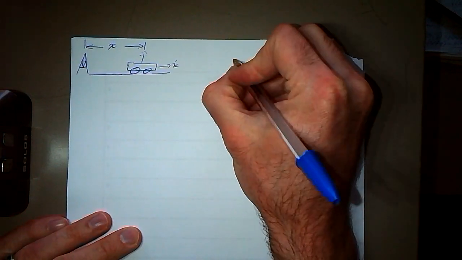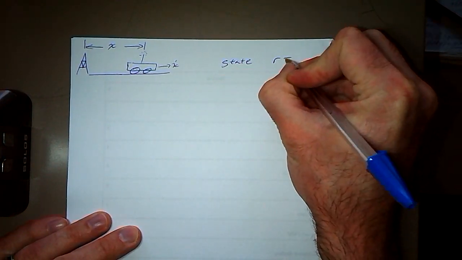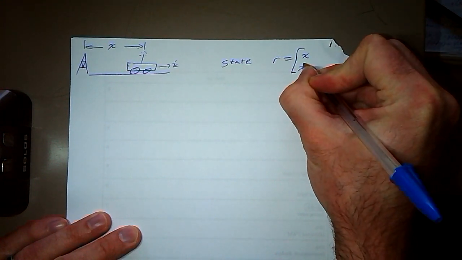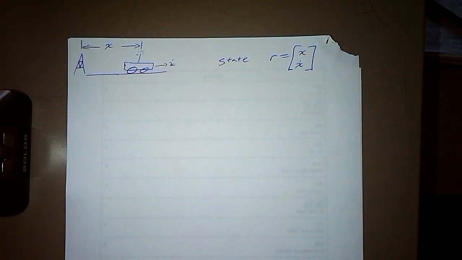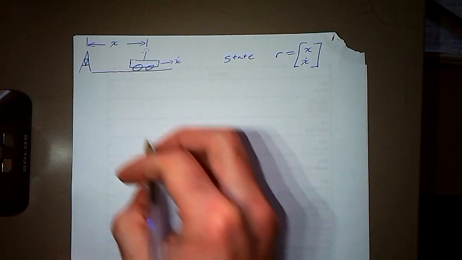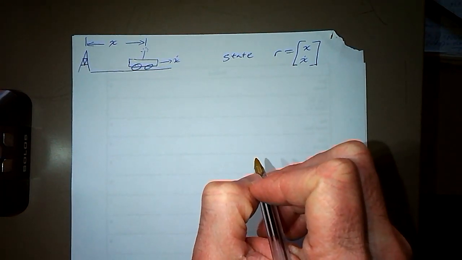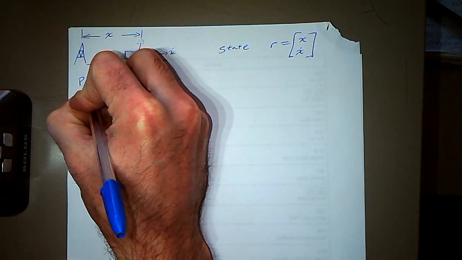Now, we'll define our state as vector r, and it's made up of the coordinate x and its time derivative x dot. So when we're making the Kalman filter, we need to first write our process and measurement equations, so those models. Here are our process equations.